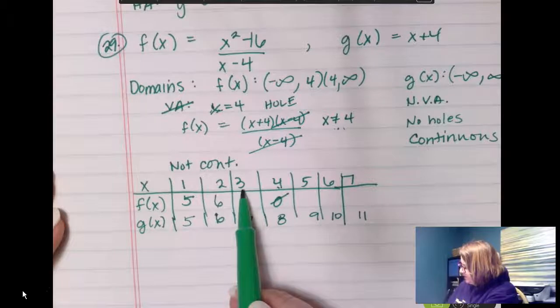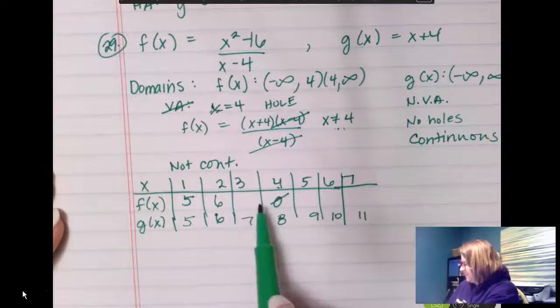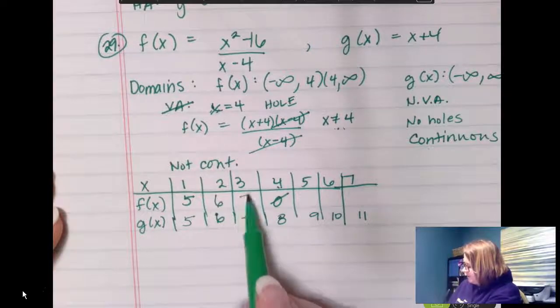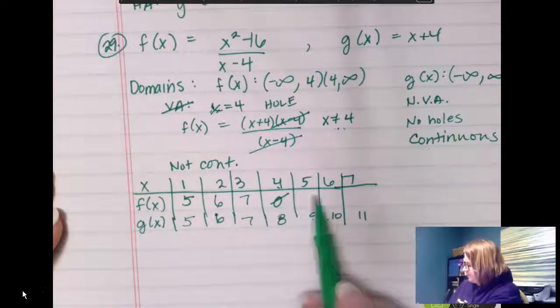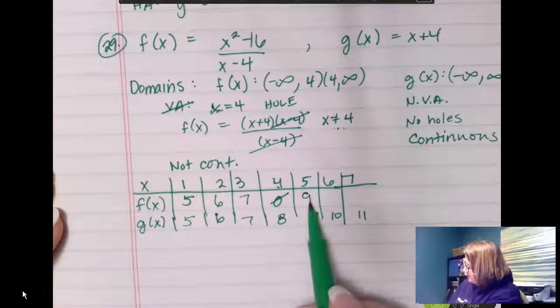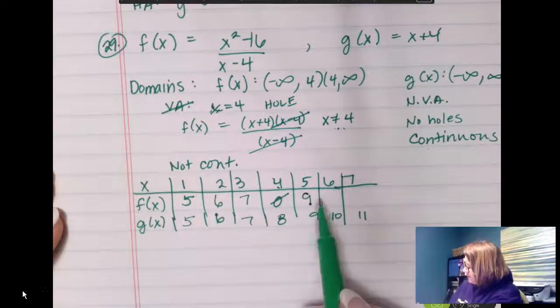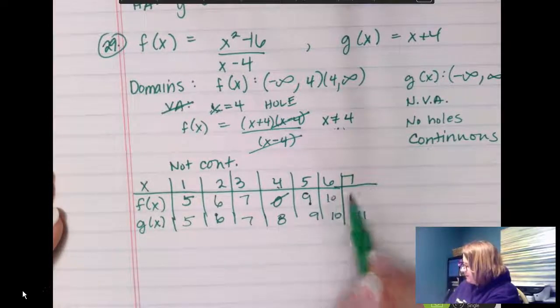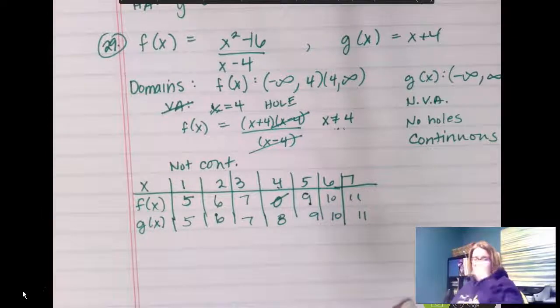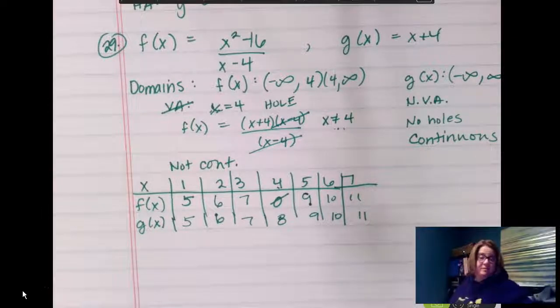So 3 squared minus 16 is negative 7. Divided by negative 1 is positive 7. 9. Yeah, so the pattern holds for everything all the way across except for at x equals 4.